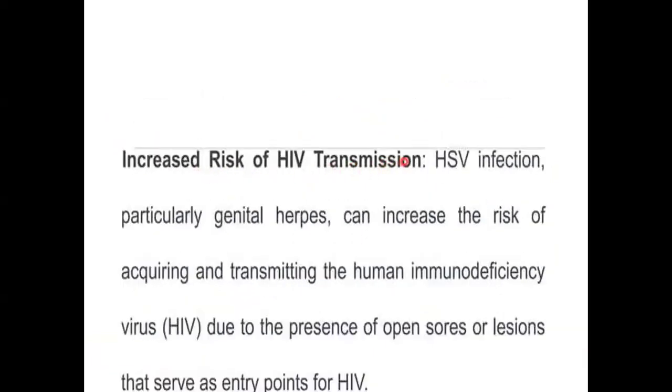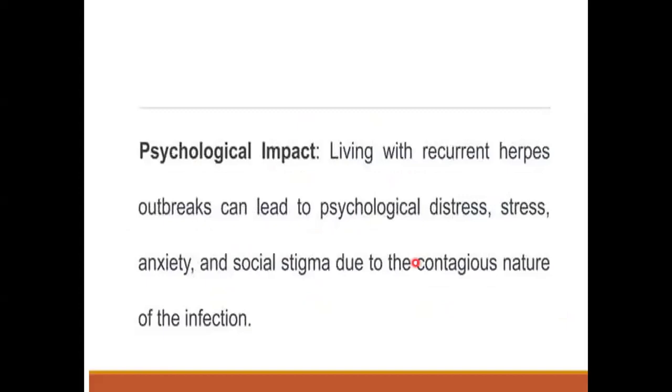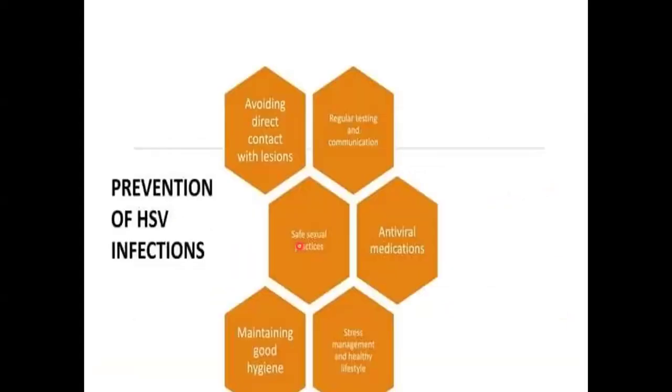Increased risk of HIV transmission. So this is an STI. It can increase your risk of getting HIV. So this is because you have the multiple open sores and lesions, which can be entry point for HIV. Then psychological impact, living with recurrent herpes outbreaks can lead to psychological distress, stress, anxiety, and social stigma due to contagious nature of the infection. Prevention, we had mentioned.